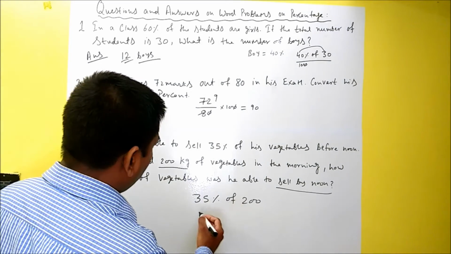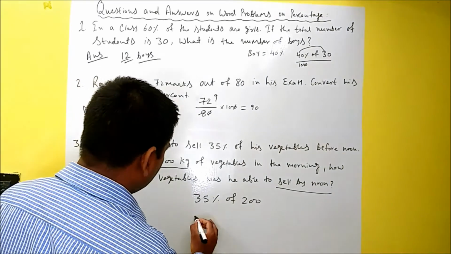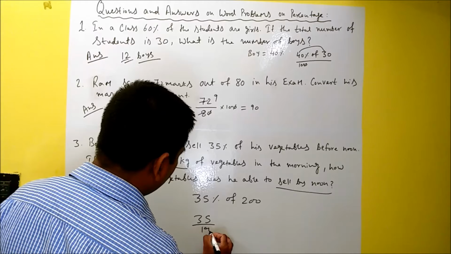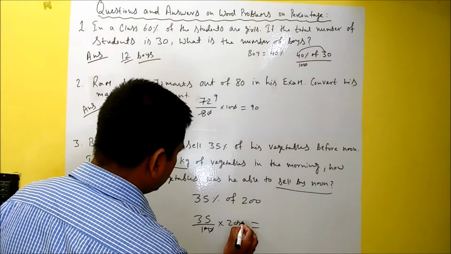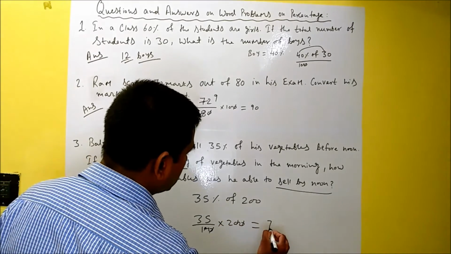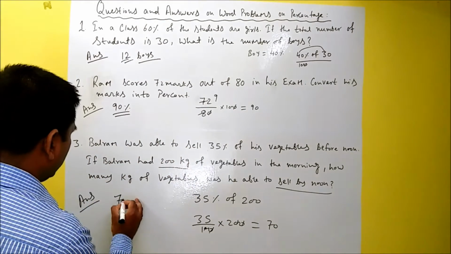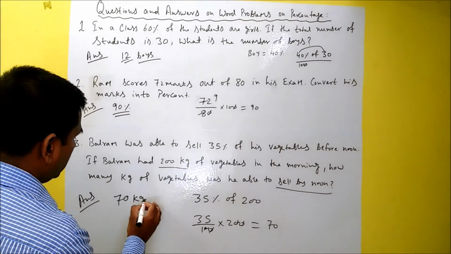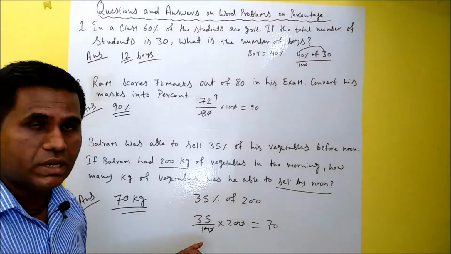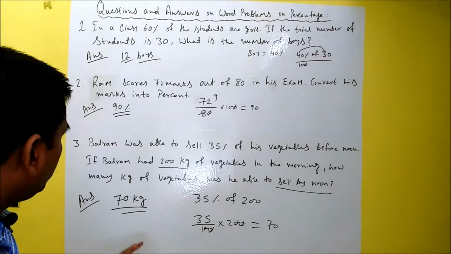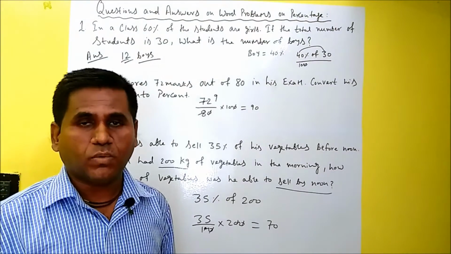So very simple. If you do 35 by 100 multiplied with 200, so zeros get cancelled. 35 into 2 is 70. That means 70 kg is the answer. 70 kg of vegetables Balram is able to sell by noon. Okay, so let's see some more problems.